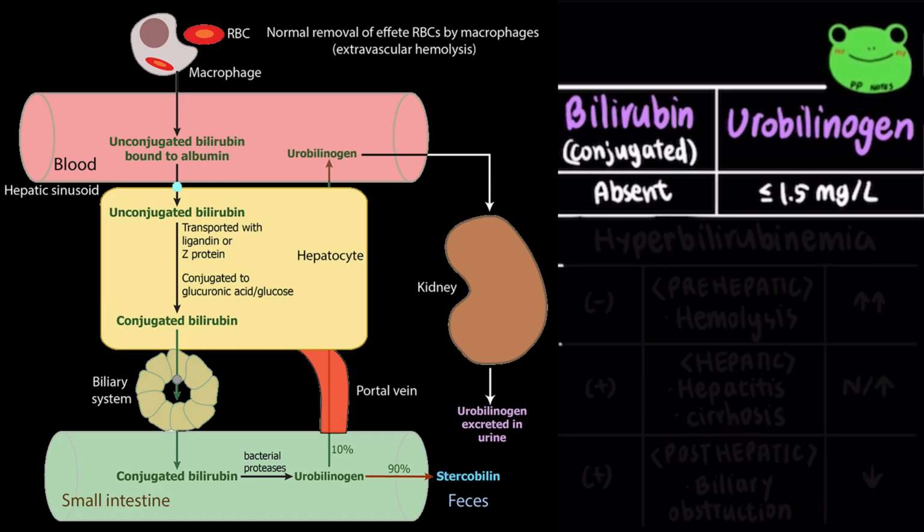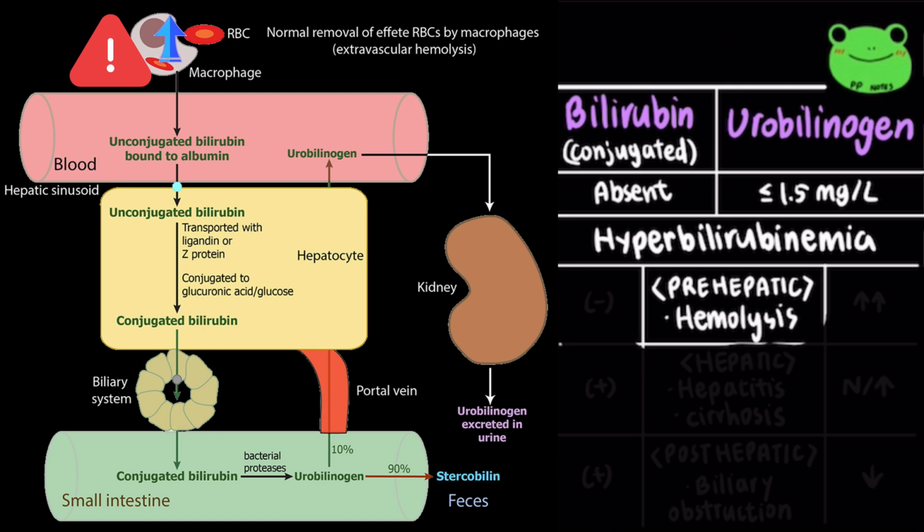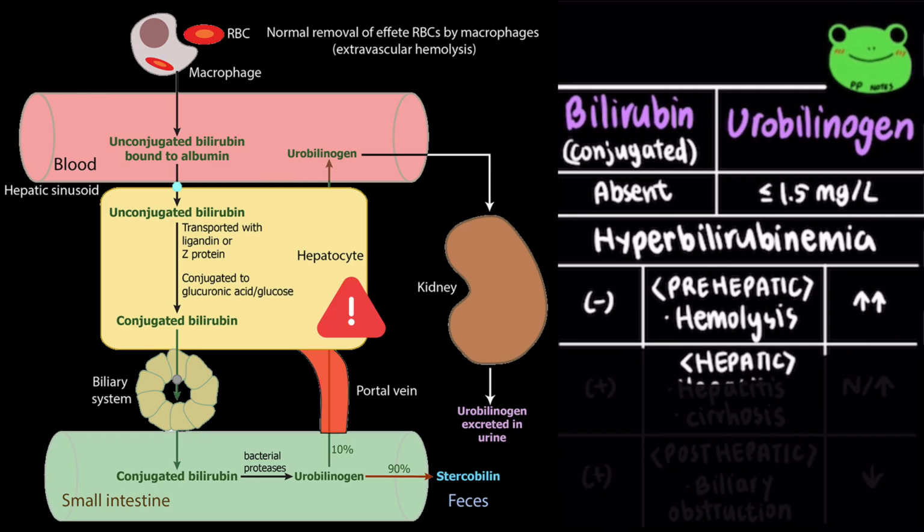Now let's see how this relates to different types of hyperbilirubinemia, or presence of bilirubin in blood. In prehepatic causes like hemolysis, there's excessive breakdown of red blood cells. This produces a ton of unconjugated bilirubin, which is not excreted in urine. But because more bilirubin enters the gut, more urobilinogen gets produced, so you might see increased urobilinogen in the urine, but no bilirubin.